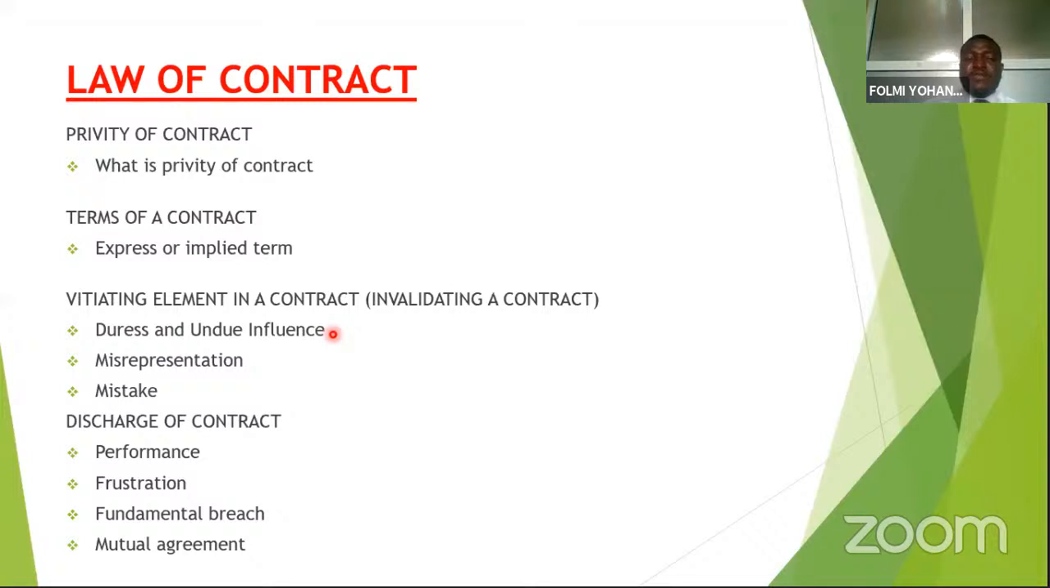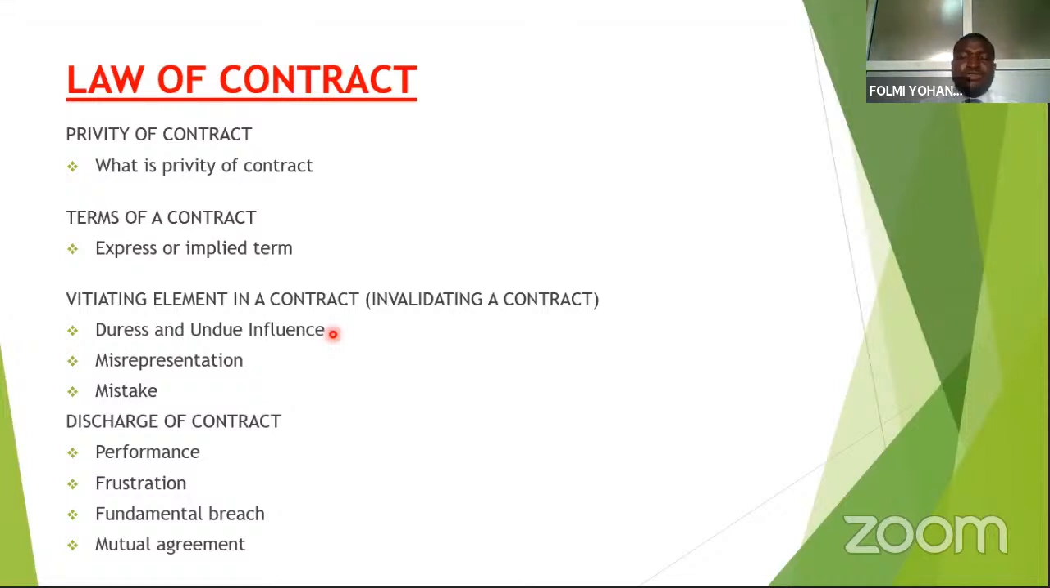Then we have discharge of contract. When we are talking of discharge of contract, we are saying that parties are relieved of their obligations. They have discharged the obligations which they entered into. So in such a case, such contracts are said to be discharged. A contract can be discharged by performance when parties have performed their obligations. Let's say Mr. Johnson has sold the car to Mr. John and the car is in good shape and Mr. John is satisfied. By paying his money and taking possession of the car, we say that the contract has been discharged by performance because all parties to the contract have performed their obligations.